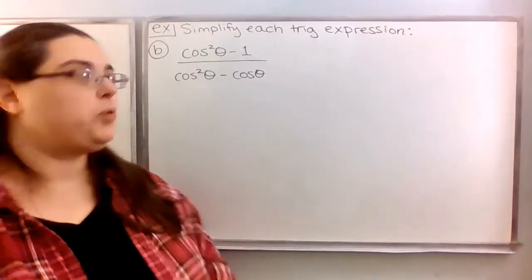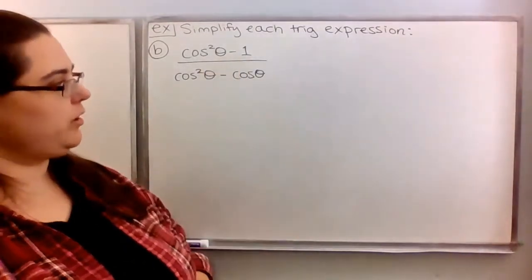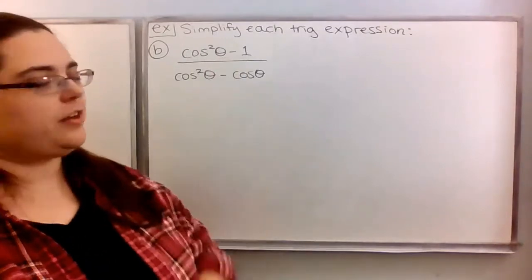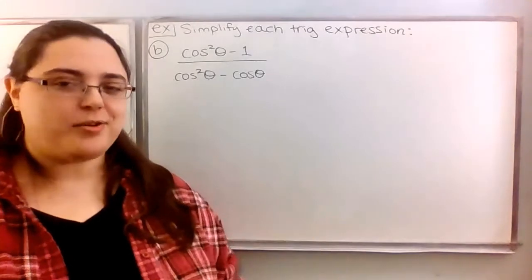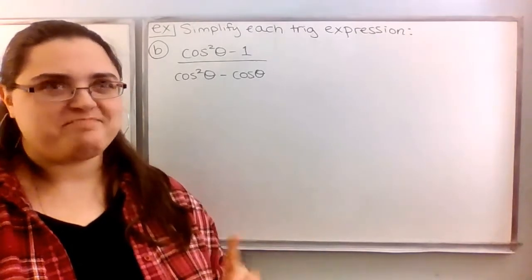For our second example, we have cosine squared theta minus 1, and that's over cosine squared theta minus cosine. So for this one, the way that I'm going to start it is different.